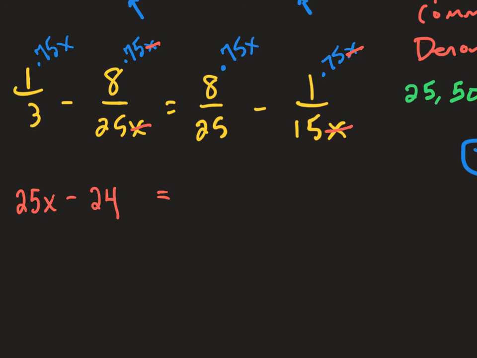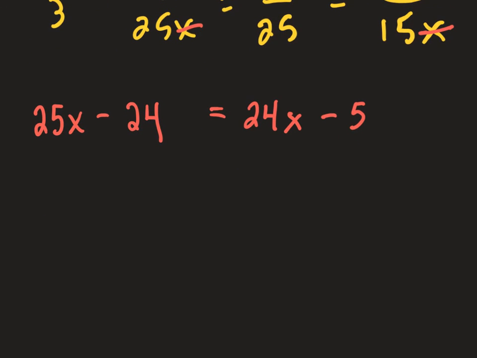The x's are gone there, so none of those. On the next one, 8 times 75 over 25 again, you end up with 24, and we've got an x on there that didn't cancel, so we've still got that. And then 1 times 75 over 15 ends up being 5.